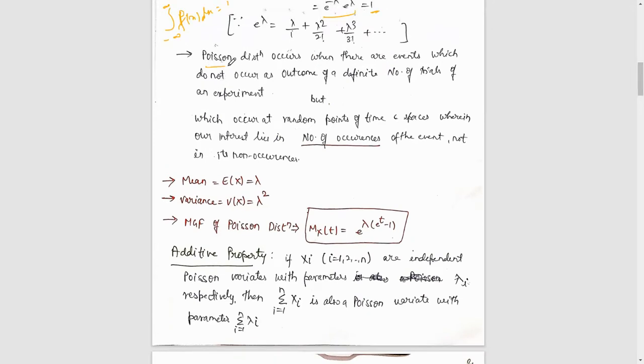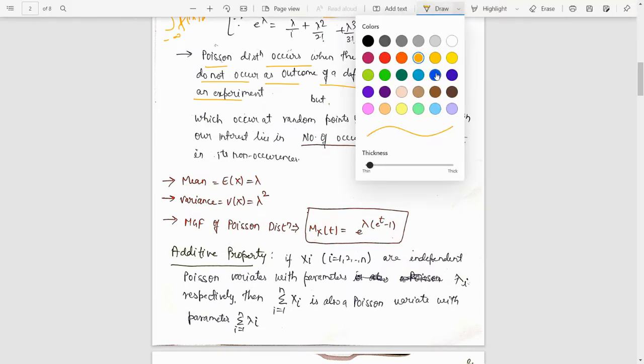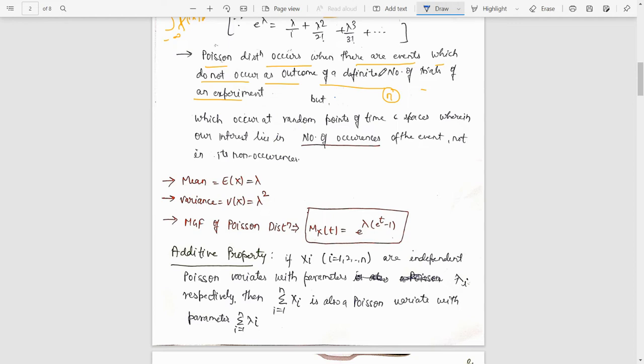Don't worry about it. Poisson distribution occurs when there are events which do not occur as outcome of a finite number of trials or experiments. Like in binomial distribution, we were considering an experiment which we are repeating n number of times. But in Poisson distribution we don't do it like that.